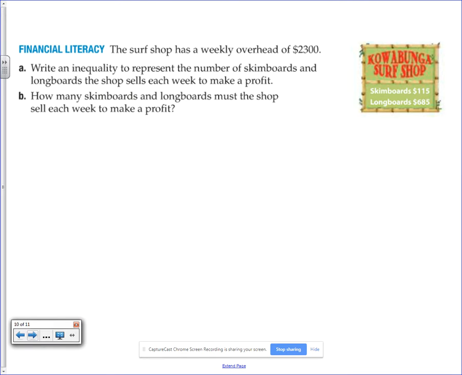But let's not get hung up on the surfing thing. There's one word in here that you have to know about. It's overhead. Okay, for a business, what does overhead mean?